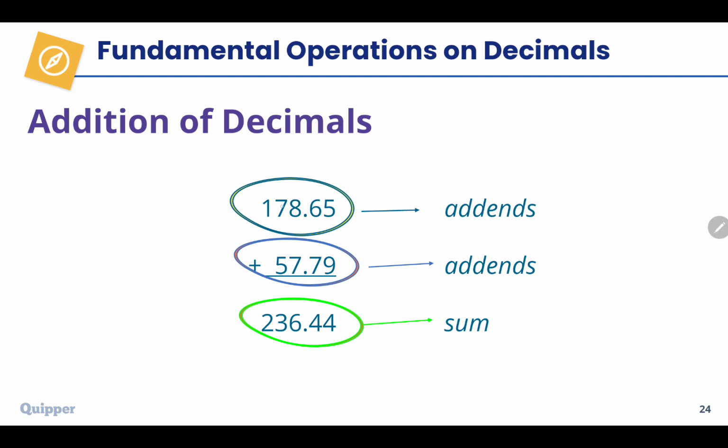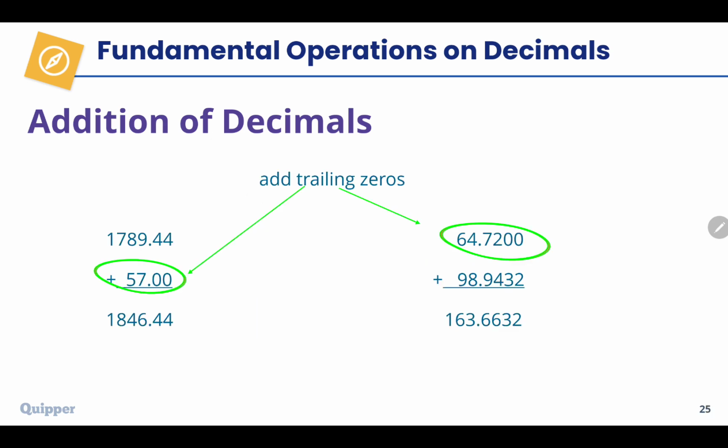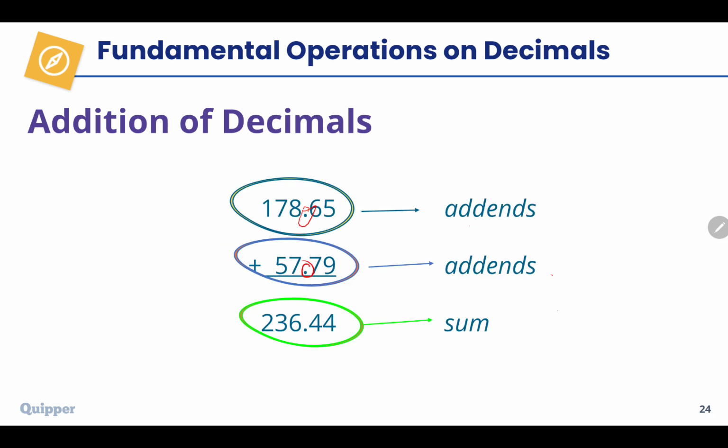So, we have here 178.65 plus 57.79. So, the first step is ipagtapat muna natin si addends. Yung dalawang addends natin, ipagtapat natin yung kanilang decimal point. So, kapag magkatapat na, we can proceed to the second step. Then, after that, proceed to the second step, add trailing zeros.